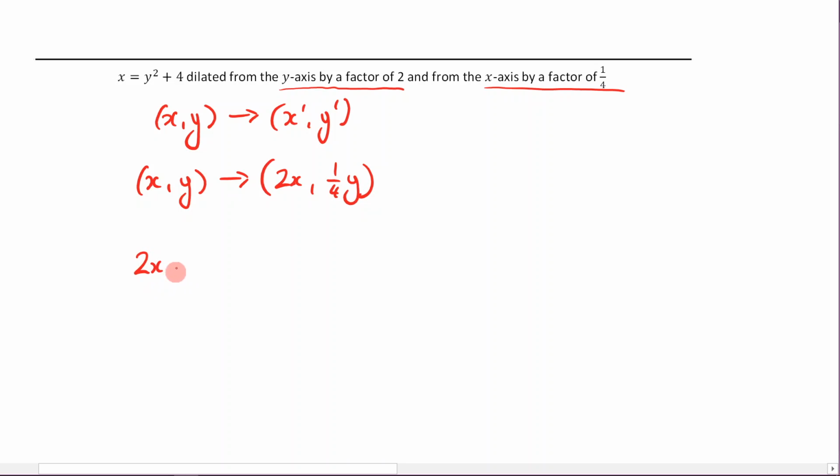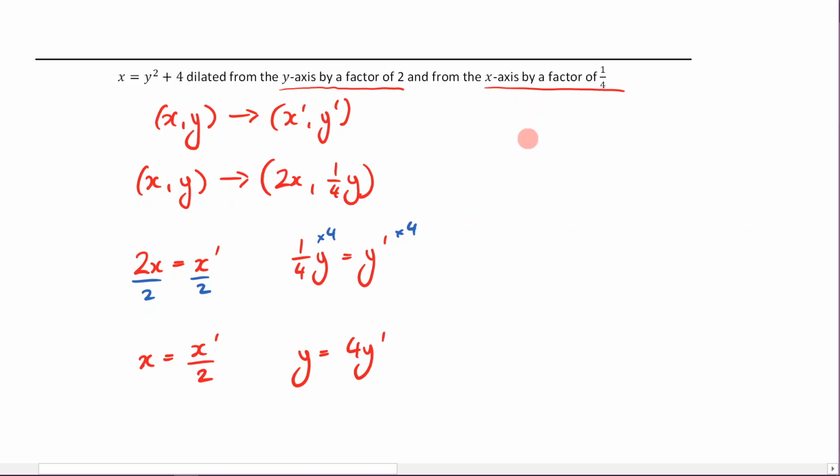Then I'm going to go 2x is equal to x dash. 1/4 y is equal to y dash. Now we have to be careful here on how we do this. I'm going to go divide by 2, times by 4, times by 4 in order to solve for my x and y here. So that means the answer I'm going to get is x is equal to x dash on 2, y is equal to 4y dash. Then I remind myself what the original graph is, which I get from here. Into the x position, I put this, x dash over 2. Into the y position, I put this, 4y dash, squared plus 4.